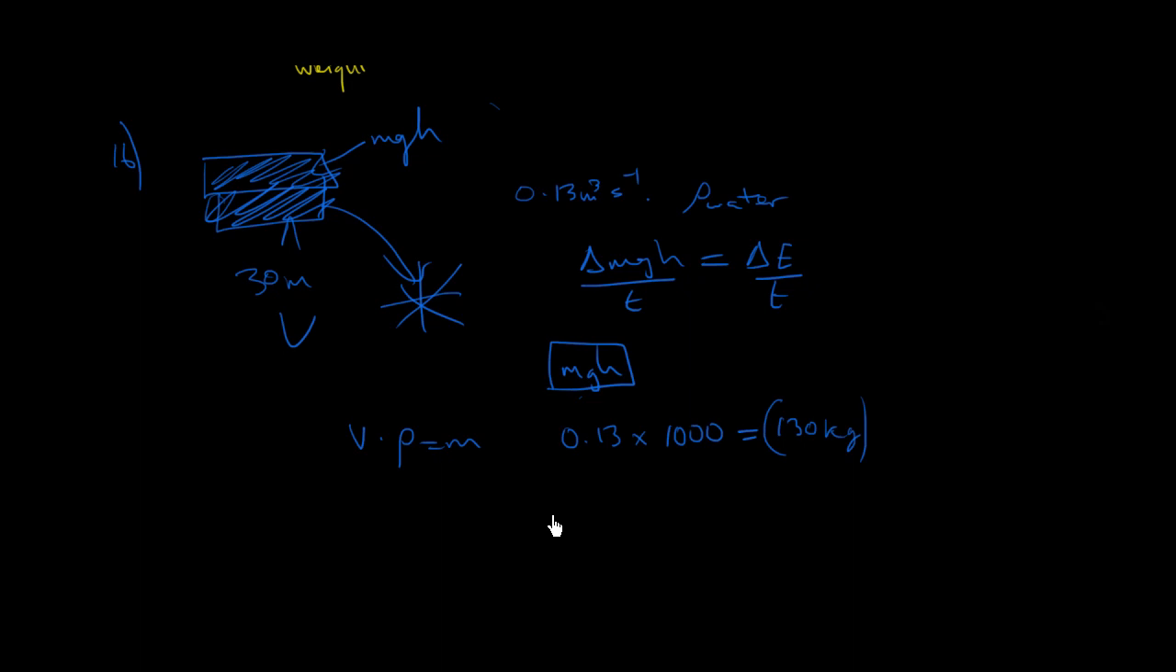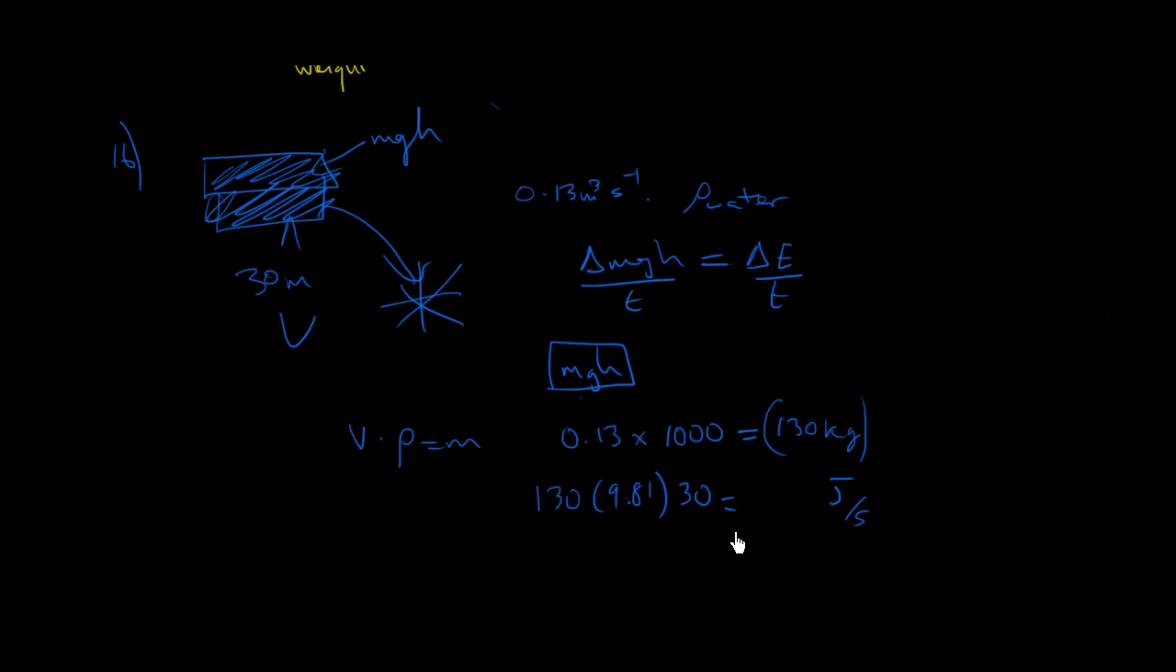Yes, it drops 30 meters. That's how much it drops going to the turbine, so it's fine to assume that's the height change. So what do we do here? mgh: we have 130 times 9.81 times 30 meters, which will give us the amount of joules per second, and therefore the power. And we need to show that that is roughly around 40.